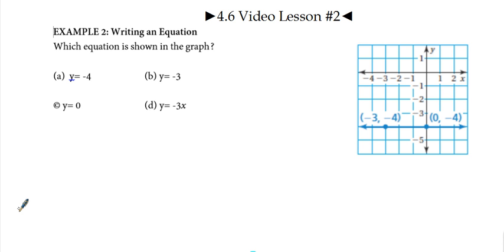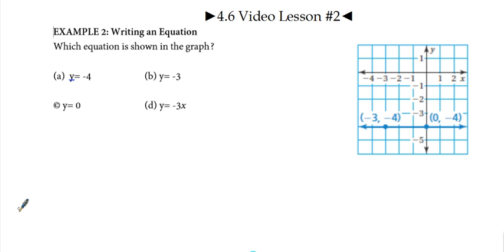It says, which equation is shown in the graph. On the right, you're going to see the graph, and you need to find the equation of this graph. And this is going to be a multiple choice. They give you 4 options. Which one of these is the equation for the graph?